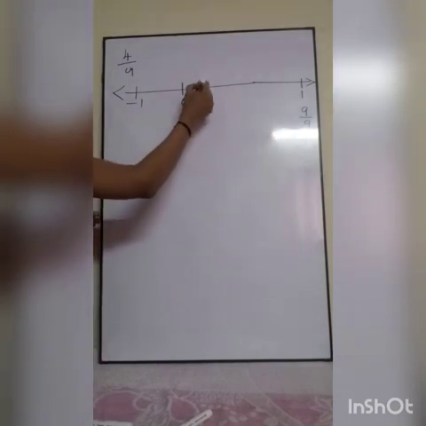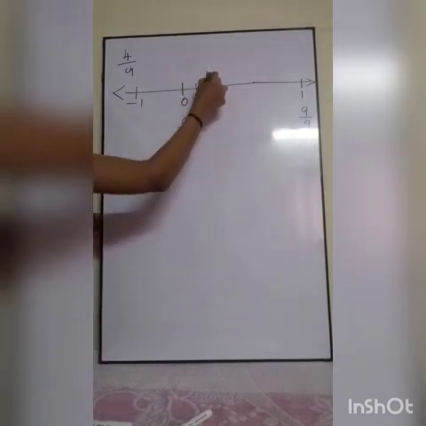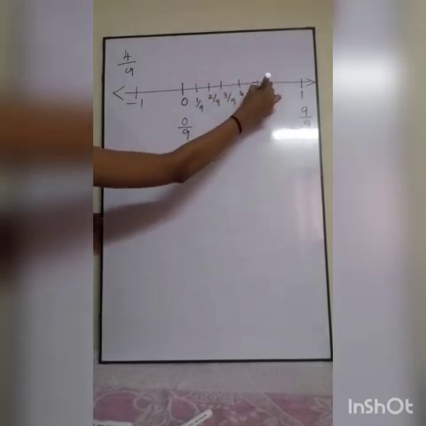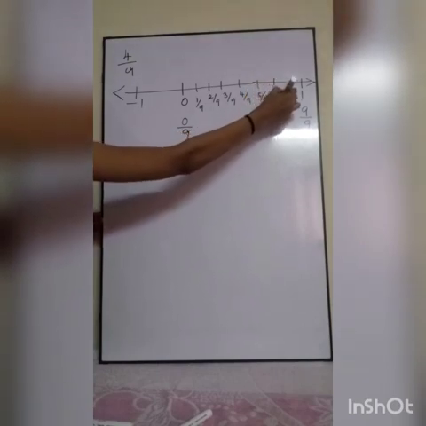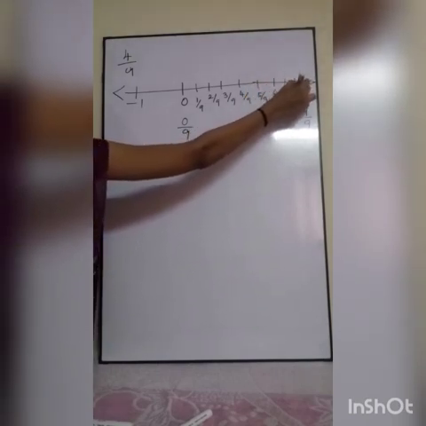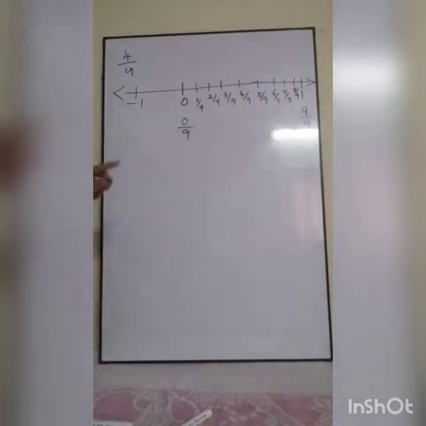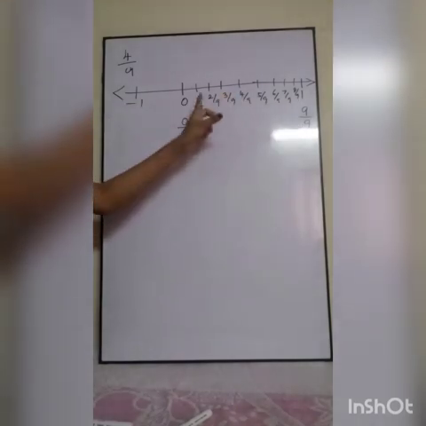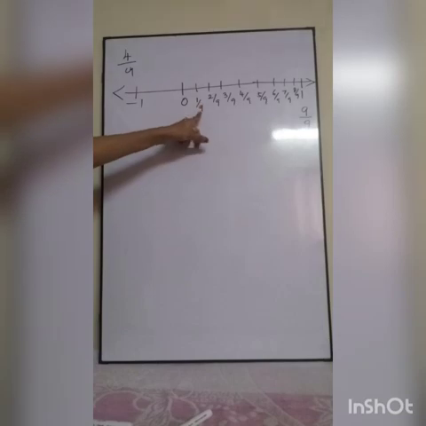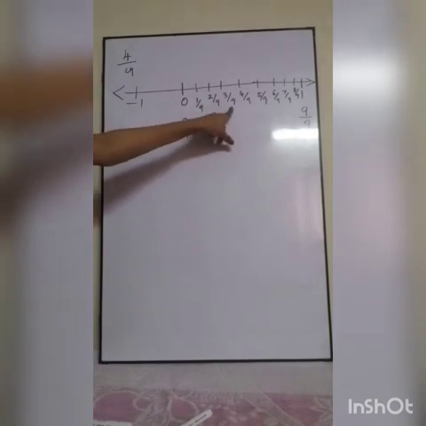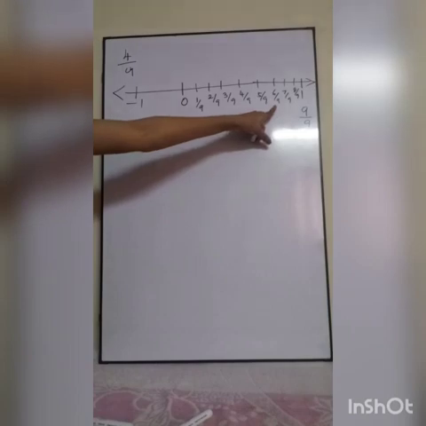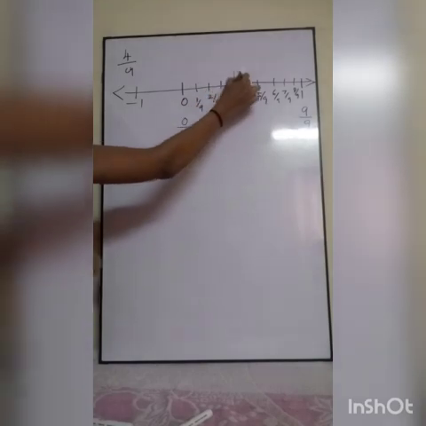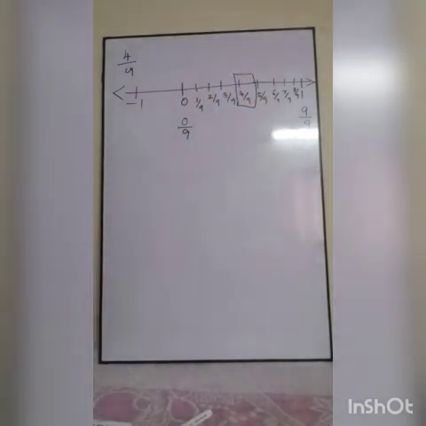So what will be the numbers in between? 1 by 9, 2 by 9, 3 by 9, 4 by 9, 5 by 9, 6 by 9, 7 by 9, 8 by 9 and 9 by 9. So what number should you represent here? 4 by 9. You can put one box and represent it.